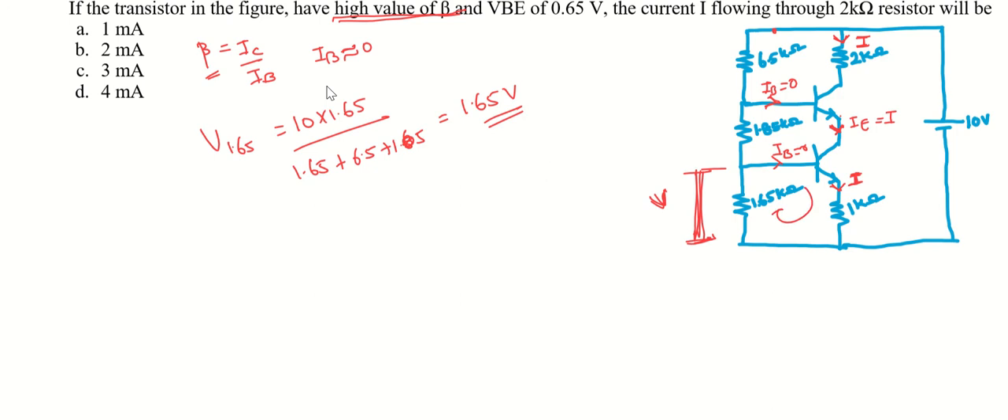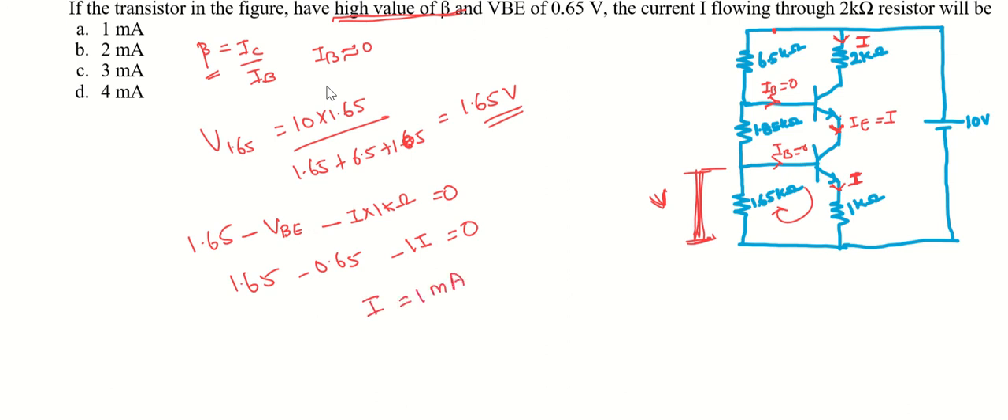So I am applying KVL in this loop. 1.65 minus this VBE minus I into 1 kilo ohm equals 0. This is 1.65 minus 0.65 minus 1 I equals 0. If we simplify, I will be equal to 1 milliamps.